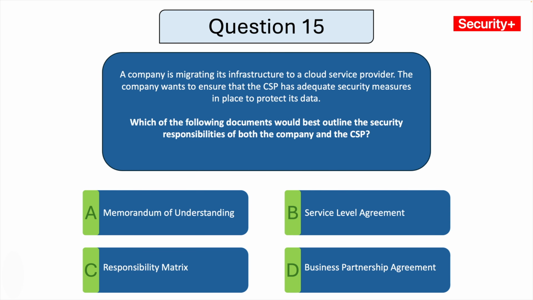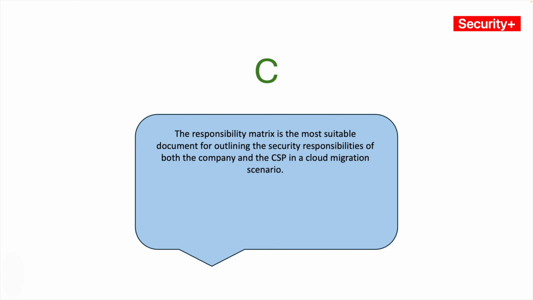Anyway, I would say that the key here is security responsibilities. While some of these possible answers could be an option, I would say that responsibility matrix is the best option. A scenario like this in the real world would need a clear understanding of responsibilities for this project. So I'm going to go with C. The responsibility matrix is the most suitable document for outlining the security responsibilities of both the company and the CSP in a cloud migration scenario.